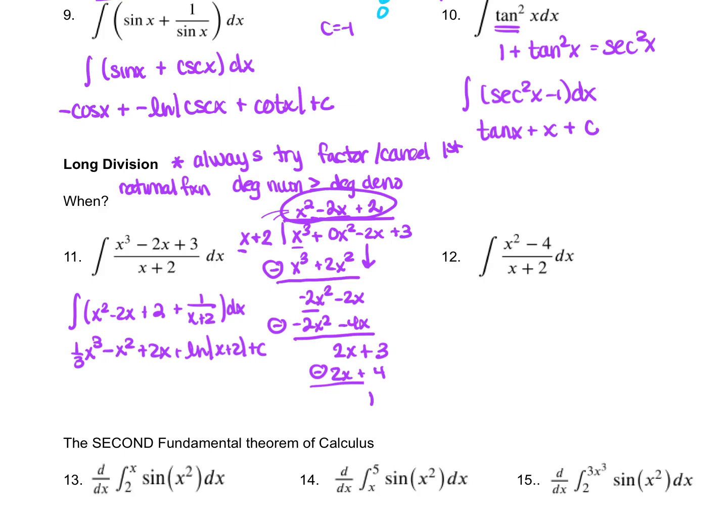Again, we got that rational function. Can we factor to cancel? And we absolutely can. So that would be better than doing the long division. You will end up with the exact same thing, just a lot more work. So we're left with x minus 2. And of course, integrating that.